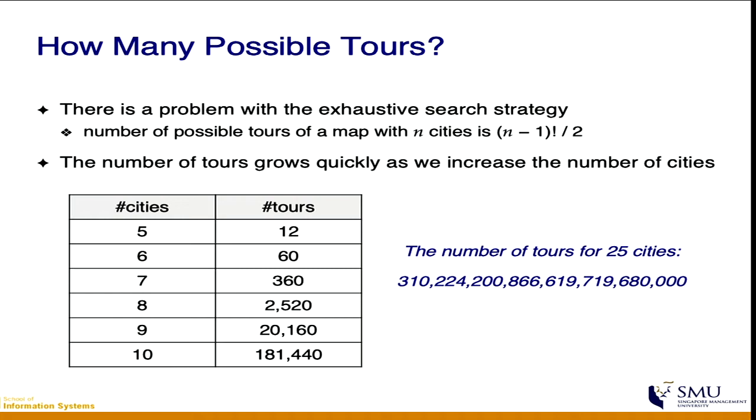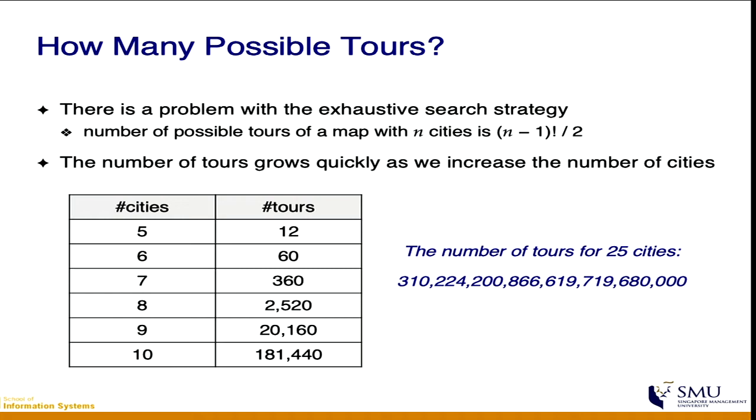If you do this for 5 cities, it's going to be 12 possibilities. 6 cities is 60, 7 is 360, and so on. You see the number is growing very, very fast, and by the time you get to 25 cities, in fact, we have too many zeros that we can't actually compute it in real time.